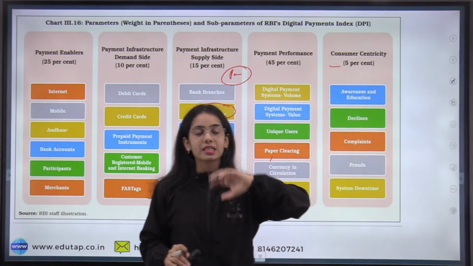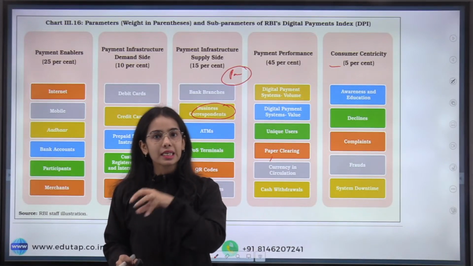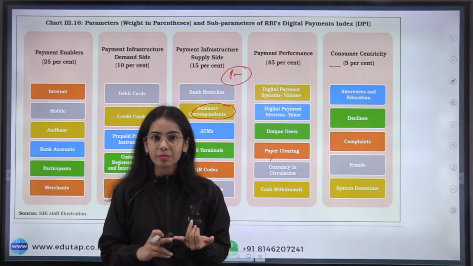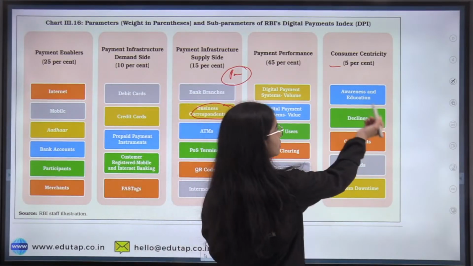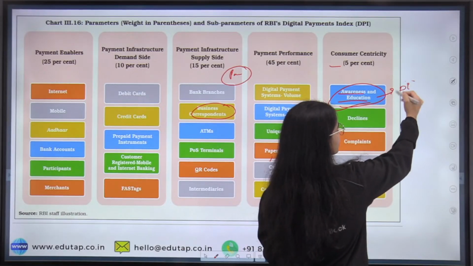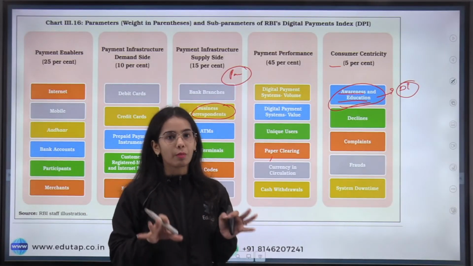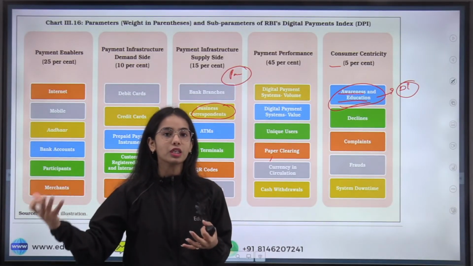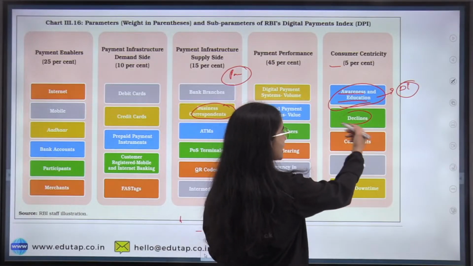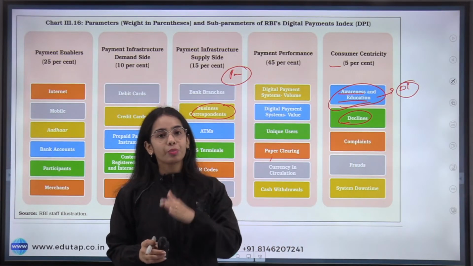Consumer centricity. Consumer centricity basically means how consumer centric the digital payment ecosystem is in our country. Okay, how much awareness the people have, how much education the people have about the digital ecosystem, how much of the digital transactions and the digital systems the people know about. Declines. So basically, consumer centricity also means that the declines should be low.